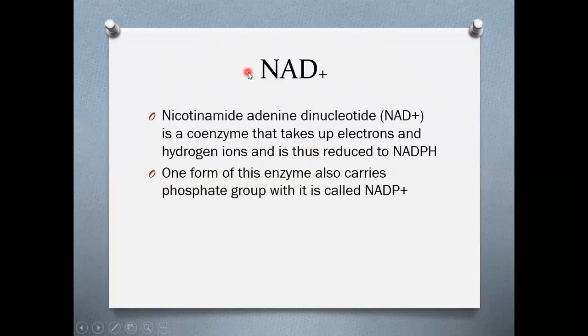What does that mean? Remember the concept: LEO says GER. This NAD plus gains electrons. You can see here, it takes up or gains electrons, so it is reduced. Reduction takes place here. Gain of electron is called reduction, GER. One form of this coenzyme also carries a phosphate group with it. This is called NADP. When its reduction takes place, hydrogen is added. It gains the hydrogen atom and becomes NADPH.